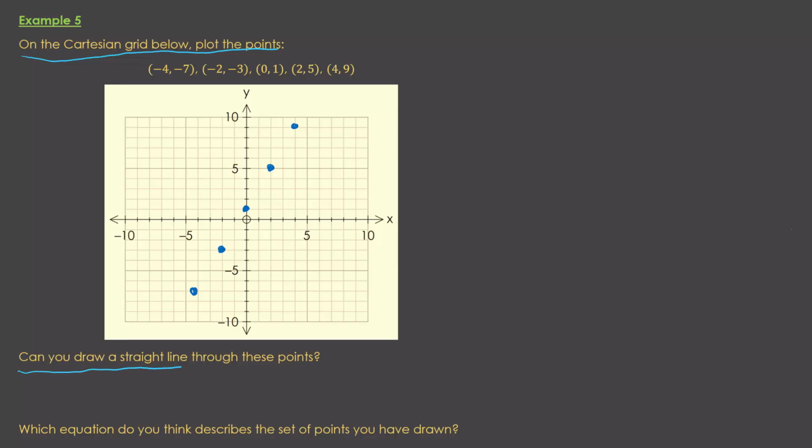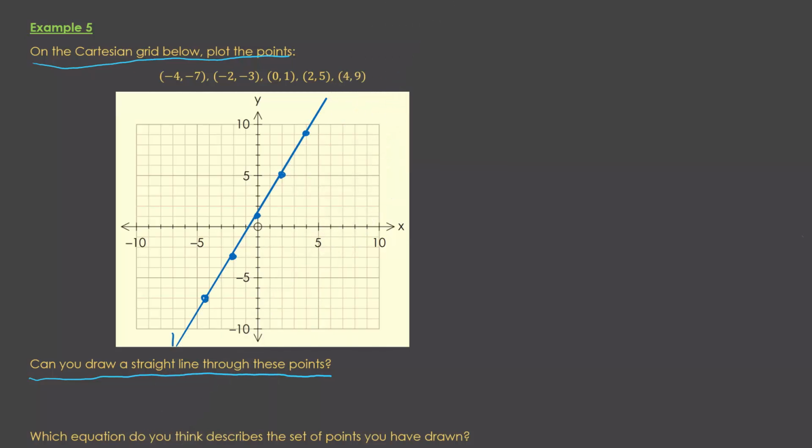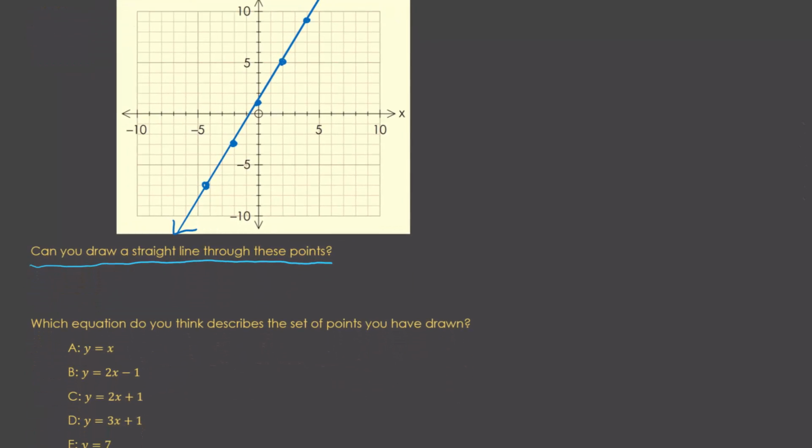Can you draw a straight line through the points? Well, the answer to that appears to be yes, I can draw a straight line through those points. When we do that, we should put arrows on either end, like so. Which equation do you think describes the set of points we've drawn?